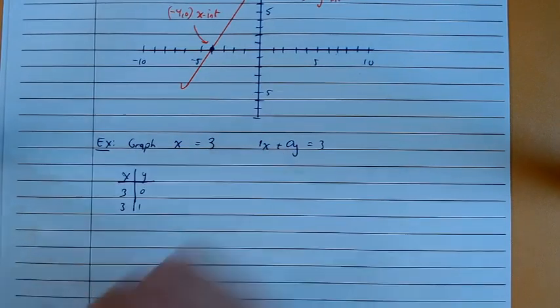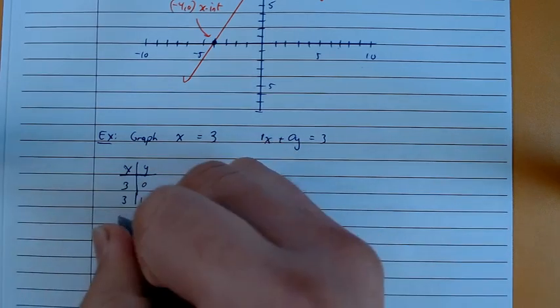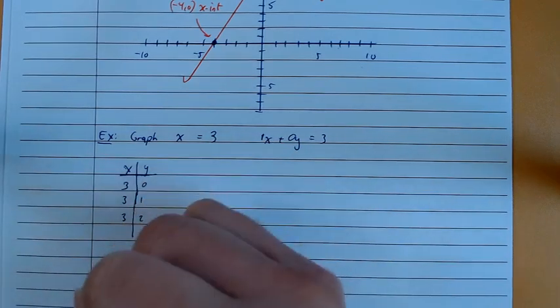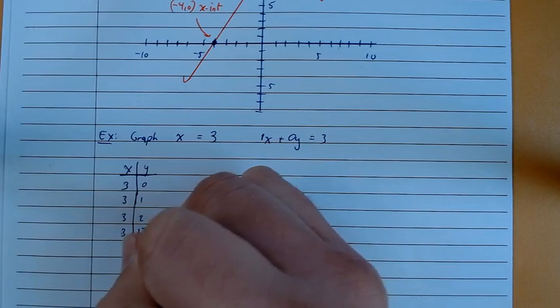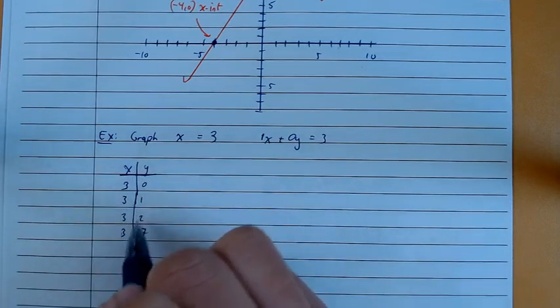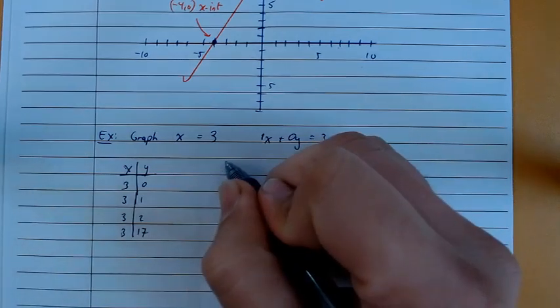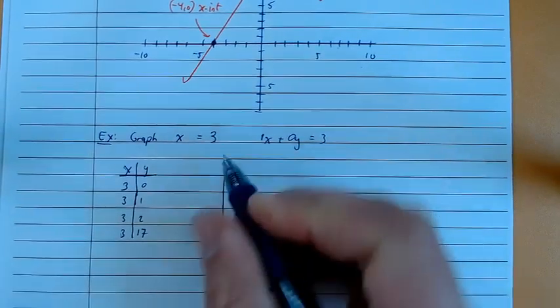You could say 3 comma 1, because again, x is equal to 3 and we don't care what y is. We could say 3 comma 2. We could say 3 comma 17. All of those work just fine because again, x is equal to 3. Y can be whatever we want. Doesn't matter. So if you go through and graph that, look what that looks like.